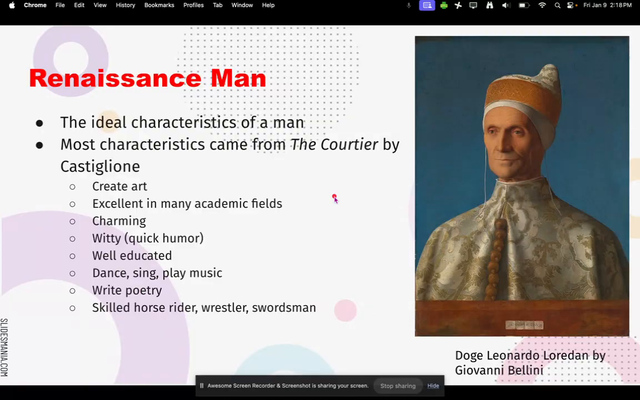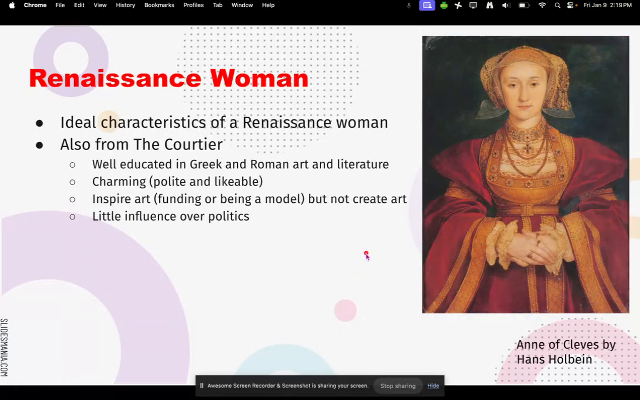So, a Renaissance man, that is the ideal characteristics of a man in Europe during the Renaissance. Most of these characteristics came from a book called The Courtier, and that is to create art, to be excellent in many academic fields, to be charming, to be witty, to be well educated, to dance, to sing, to play music, to write poetry, to be skilled horse rider, wrestler, and swordsman.